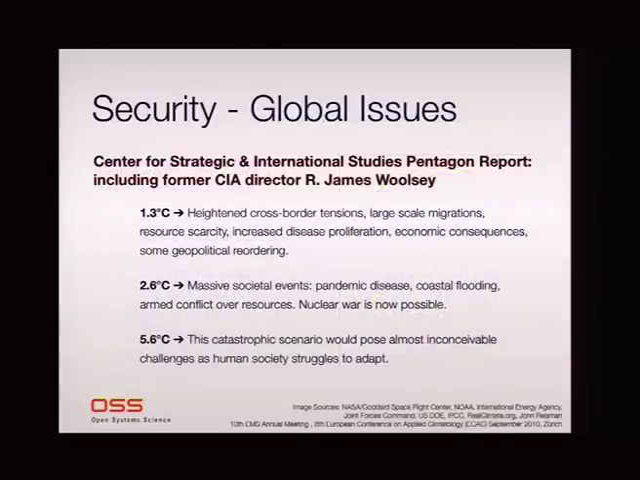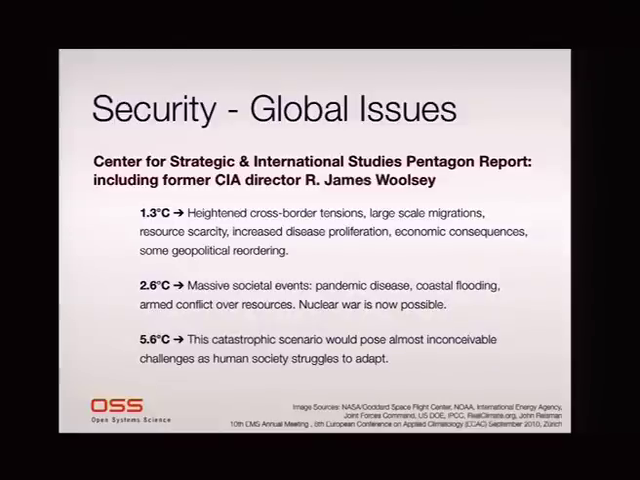The Center for Strategic and International Studies, this was actually during the Bush administration. Former CIA Director Woolsey was the CIA Director under George Herbert Walker Bush. Their assessment came up with, at 1.3 Celsius, heightened cross-border tensions, large-scale migrations, resource scarcity, increased disease proliferation, economic consequences, some geopolitical reordering. And this is a model of what might happen. They're trying to figure out, all right, what might it look like?